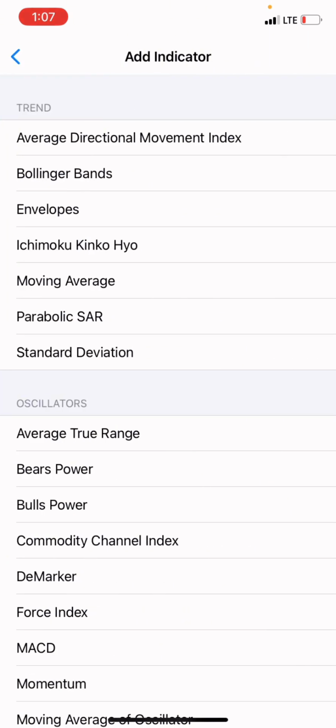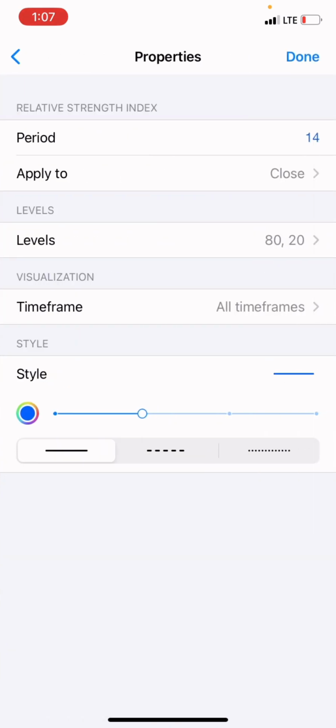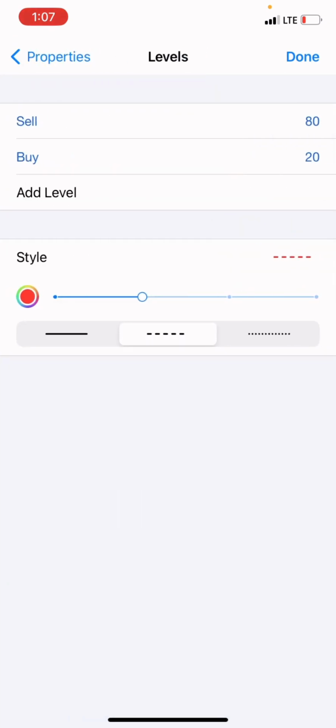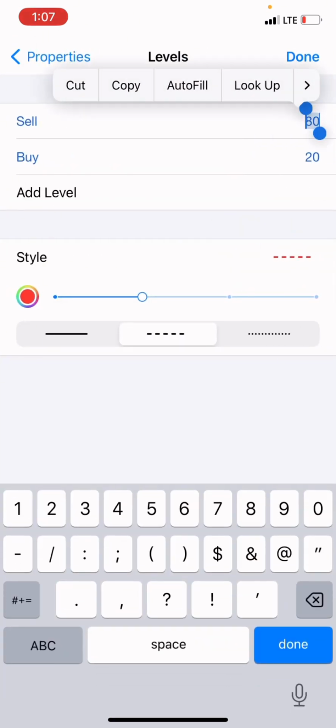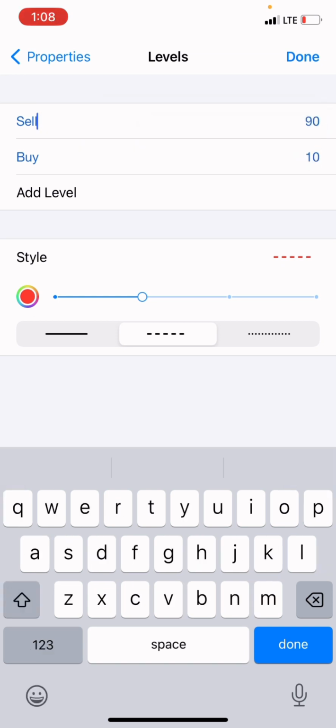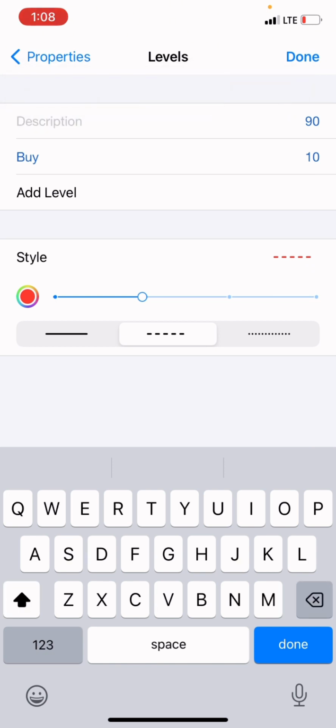Put it on the main window, but it's going to be on indicator window 1. So look for the RSI, which is the Relative Strength Index. On the Relative Strength Index, you put it on period 14, then you add levels. Put 90 for the first one, and for the other one you put 10. Then you remove this sell right here. At this point, you remove this buy.